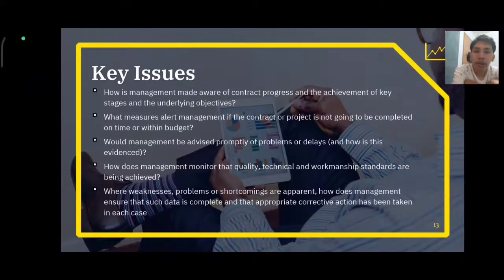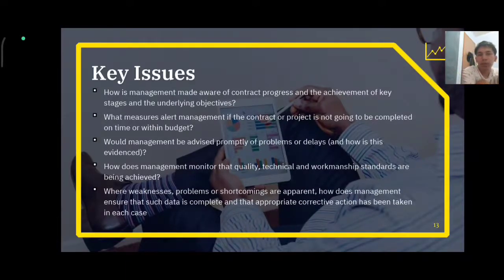Then, 3. Would management be advised promptly of problems or delays, and how is this evidenced? So, next is, how does management monitor the quality technical workmanship standards are being achieved? Then last is, where weakness, problems, shortcomings are apparent, how does management ensure that such data is complete and that appropriate corrective action has been taken in each case? So, yun lang yung sa key issues.